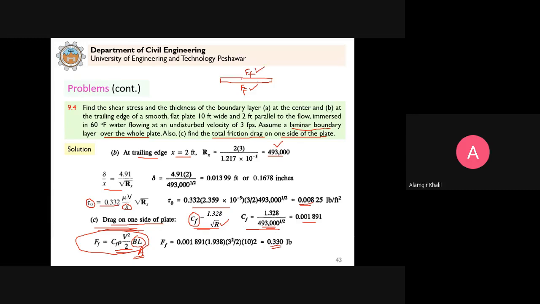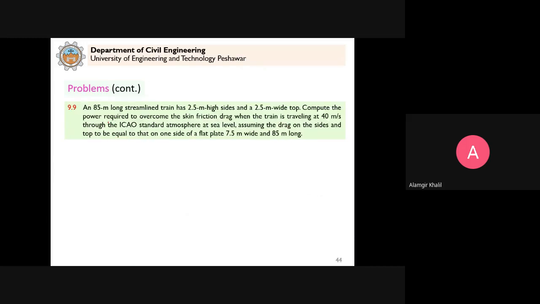But commonly we just calculate on one side, and the same value applies due to symmetry on the bottom. So that's why this equation that we commonly use is for one side of the plate. That's why it is written in the question. We consider another problem from the textbook.